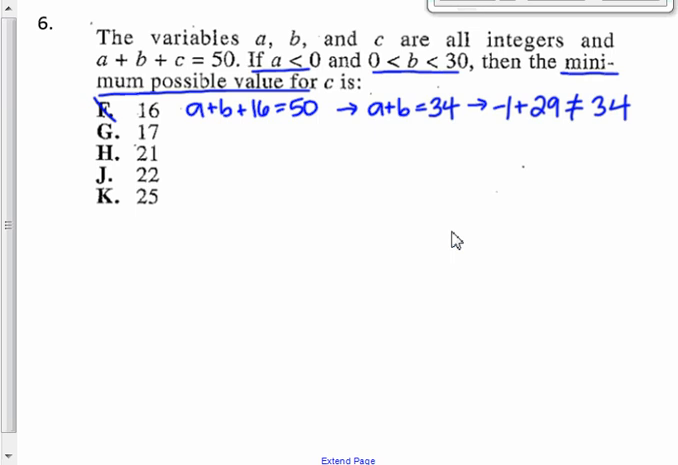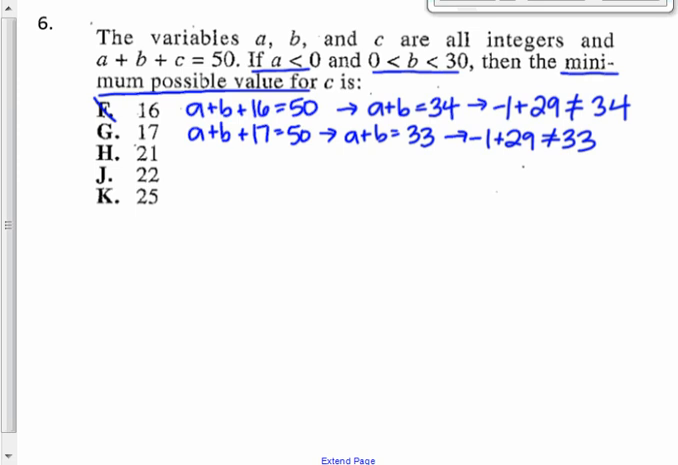So let's test 17. Again, we're moving down the answer choices trying to find the minimum possible value for C. So A plus B plus 17 equals 50. So that means A plus B equals 33. But again, we run into the same issue because -1 plus 29, that's the largest that we can get, is still not equal to 33. It's only equal to 28. So we can eliminate G.